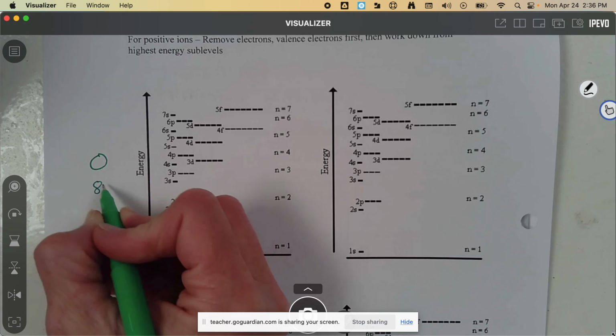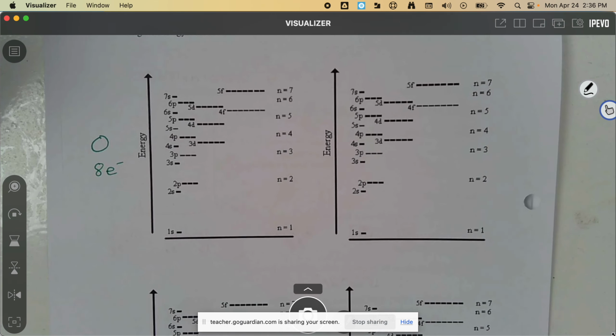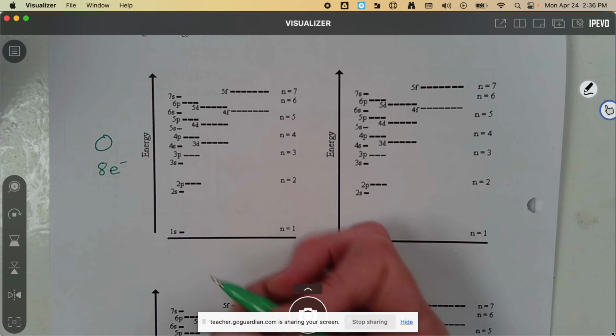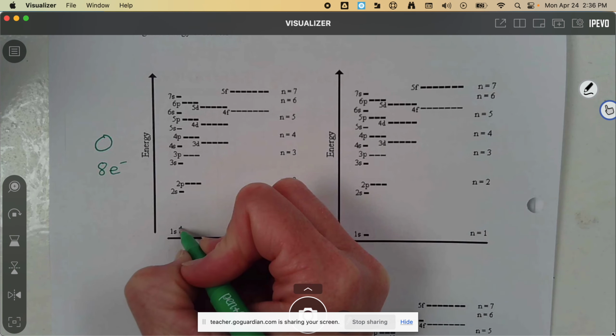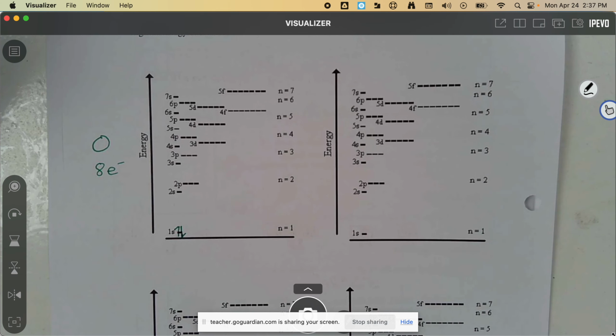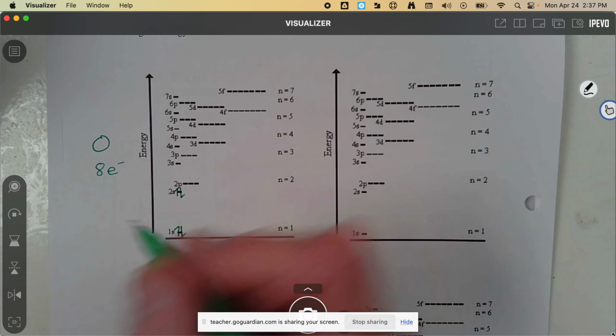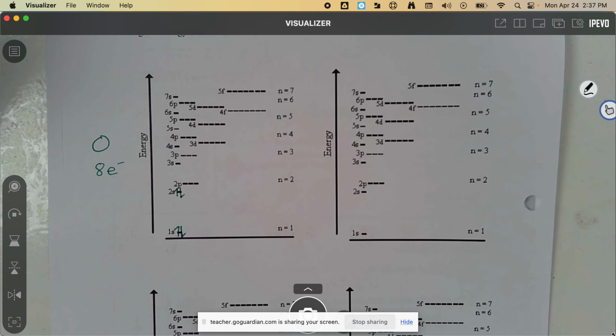Oxygen has 8 electrons. So if we want to fill in the energy level diagram, we do 1 up, 1 down in the 1s sublevel. 1 up, 1 down in the 2s sublevel.